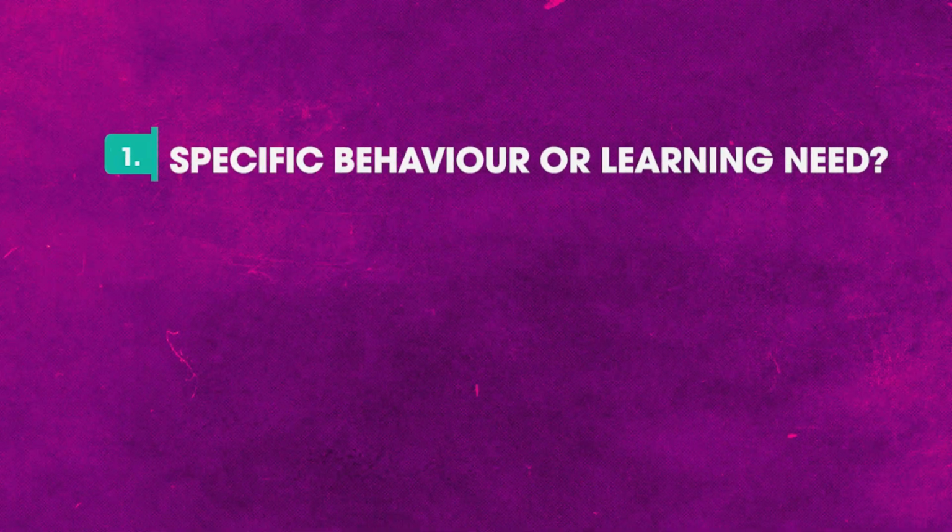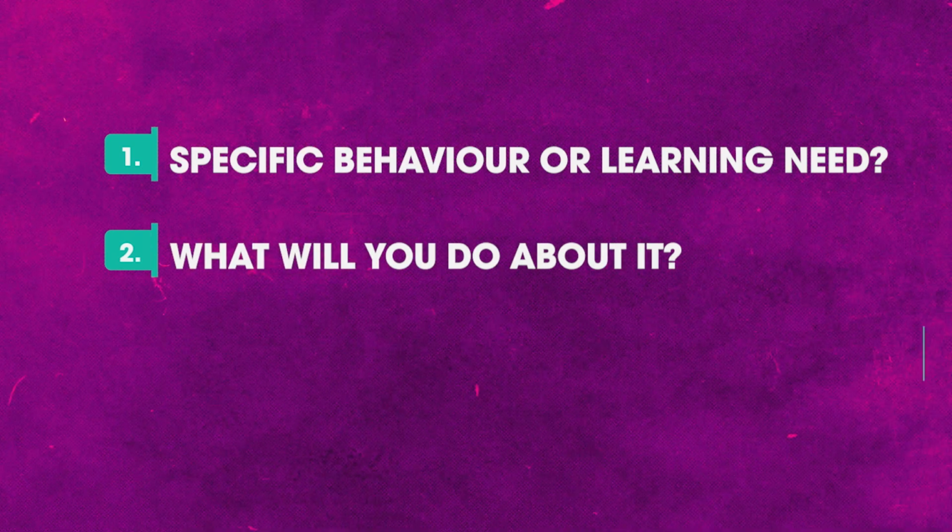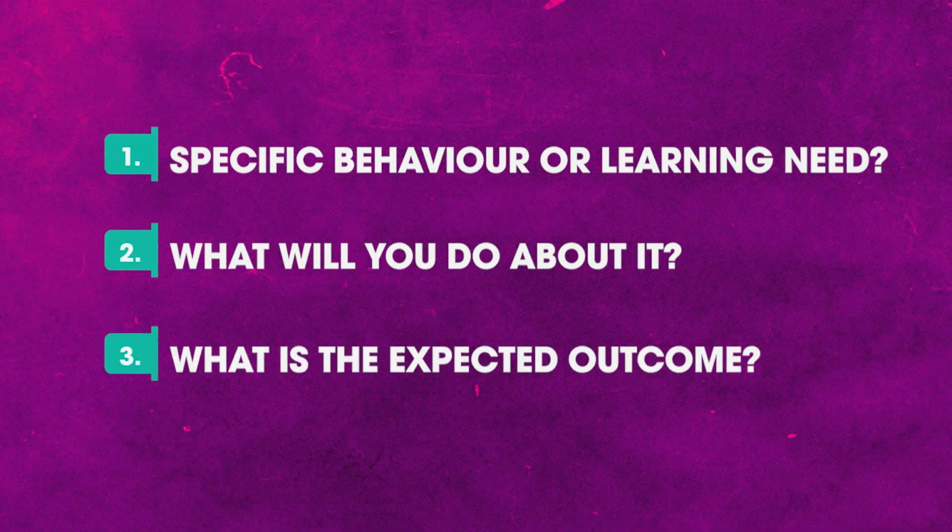A solid strategy should answer 3 questions. What is the specific behavior or learning need? What exactly will you and your team do about it? And what's the expected outcome? If a student is quiet and avoids participation, a weak profile might say, "Paul is a quiet student, no issues." But a strategy is about what you'll do to engage Paul and ensure that he makes progress.